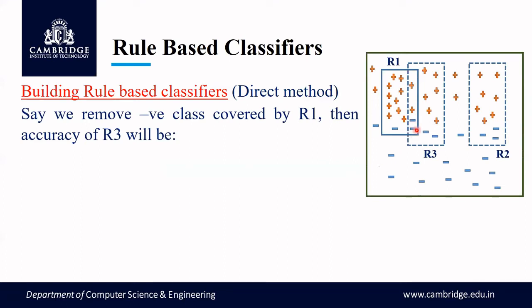Now, what will be the accuracy? That will be 8 by 10. Why is it 8 by 10? It's because you have removed these two negative records in the intersection part. But apart from that, you have 8 positive class and 2 negative class. So in total, it has 10 records being covered by R3. Among them, 8 are positive records. So I will have 8 by 10, which means the value is 80%.